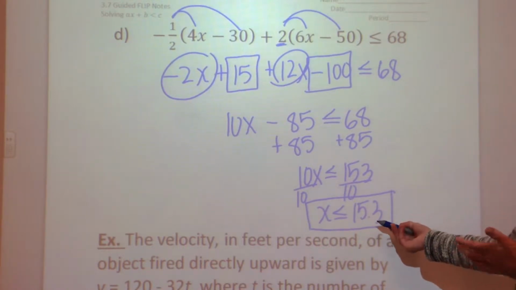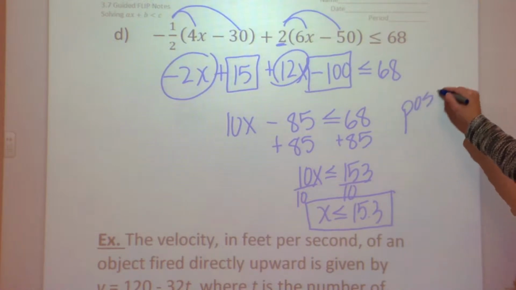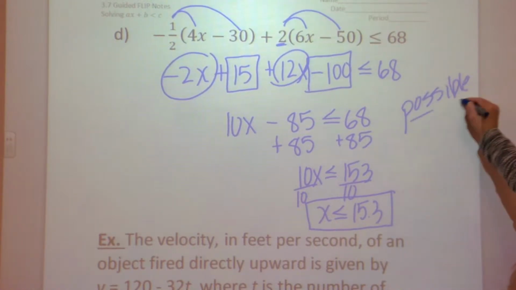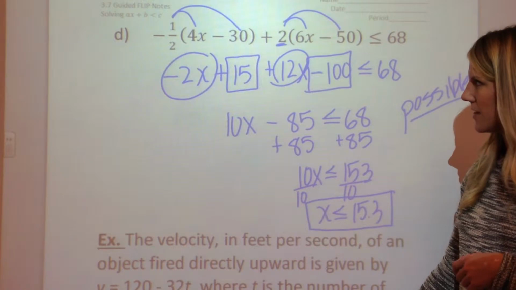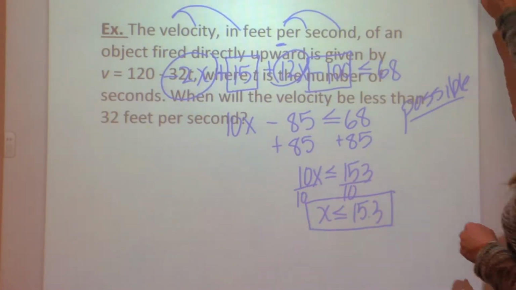So in this case, x could be 15.3 because it says it can be equal to. But go ahead, give me a possible solution that would be part of this solution set.